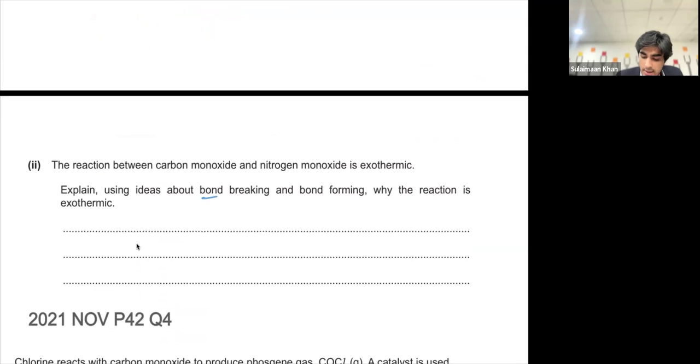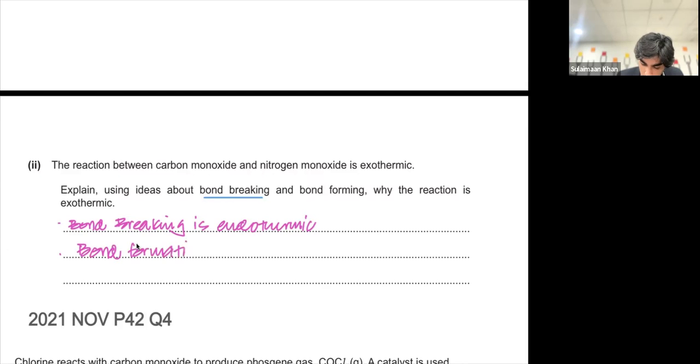Explain using ideas about bond breaking and bond making why this reaction is endothermic, why this reaction is exothermic. Yes. Bond breaking is endothermic. Remember this? You can literally answer like this in points. Bond breaking, like this. Bond formation. Please, it's better to answer like this. See, bond formation, I'm writing it out openly. And bond formation is exothermic.